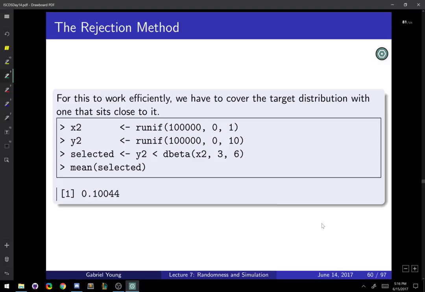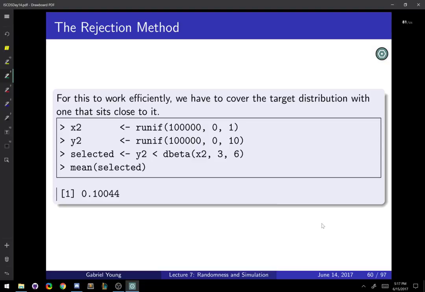For this to work efficiently, we have to cover the target distribution with one that sits close to it. Obviously, if you simulated with a huge rectangle and the beta was a very small part of the simulation, then it's not going to work as well. So in this case, we'll simulate a bunch of uniform ordered pairs.